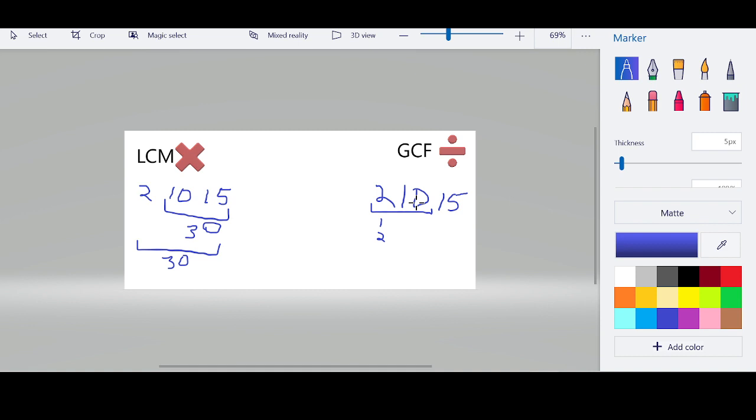So, for 10, I can go 1, 2, 5, 10. And you see it has 2 in common. And then for 15, I can divide that by 1, 3, 5, and 15. And what number do they all have in common? It's 1. So 1 is the greatest common factor. It's here, here, and here when it comes to dividing.